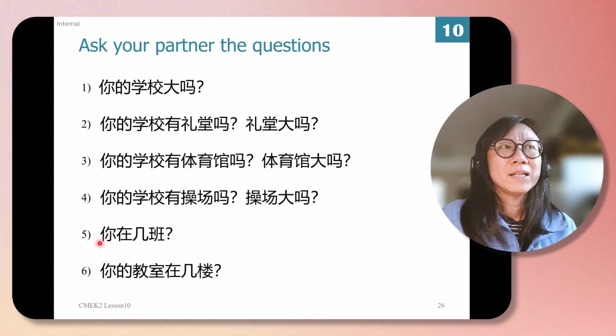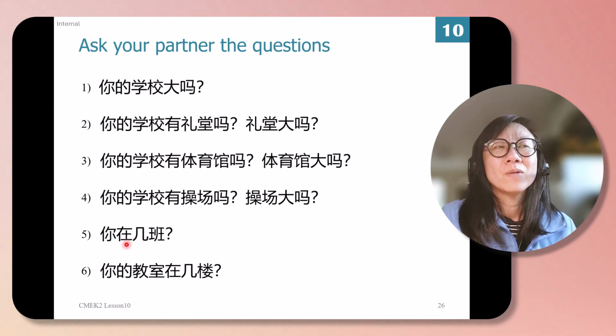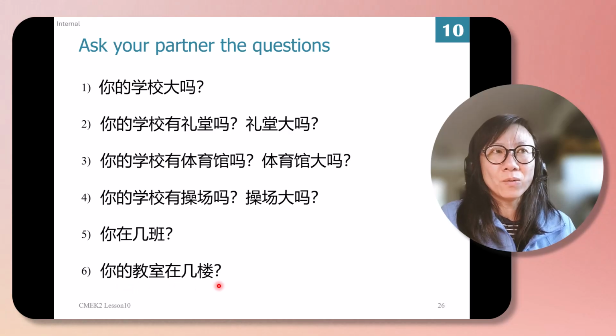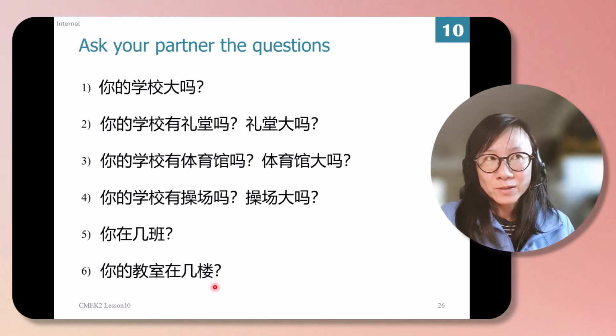第5, 你在几班？ Which class are you in? 第6, 你的教室在几楼？ On which floor is your classroom?